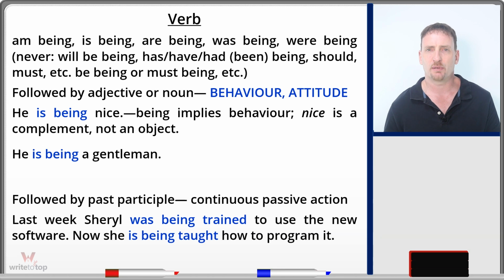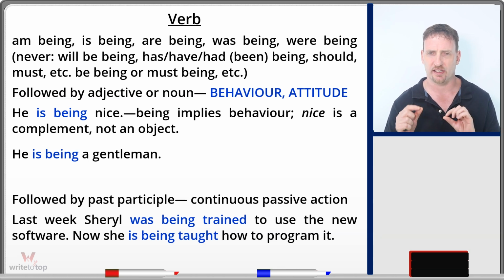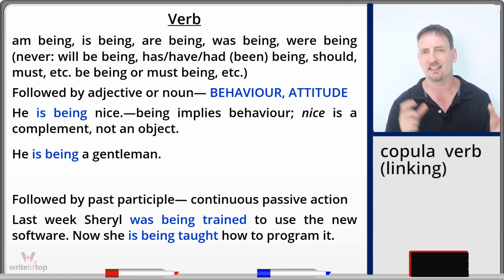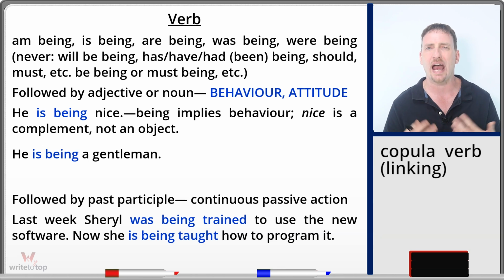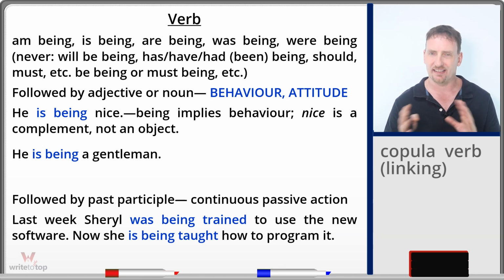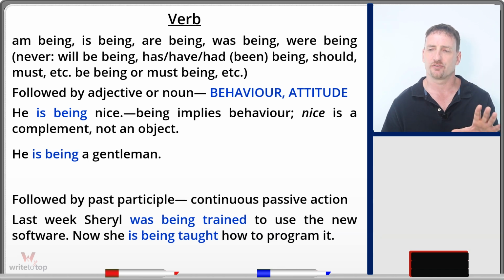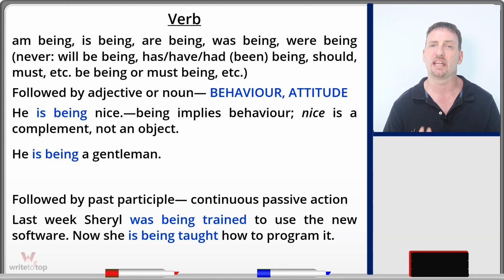Now, the problem with the verb is that it has two different functions. The first one is when the being is followed by an adjective or a noun, in which case this is the subject complement. Remember that the be verb is a linking verb or a copula verb, means it's linking a subject with a predicate. There's no action happening. But this is where it gets a little bit tricky. So first of all, whenever you see am being, is being, was being, etc., followed by a complement, adjective or noun, right away you understand that we're talking about a behavior.